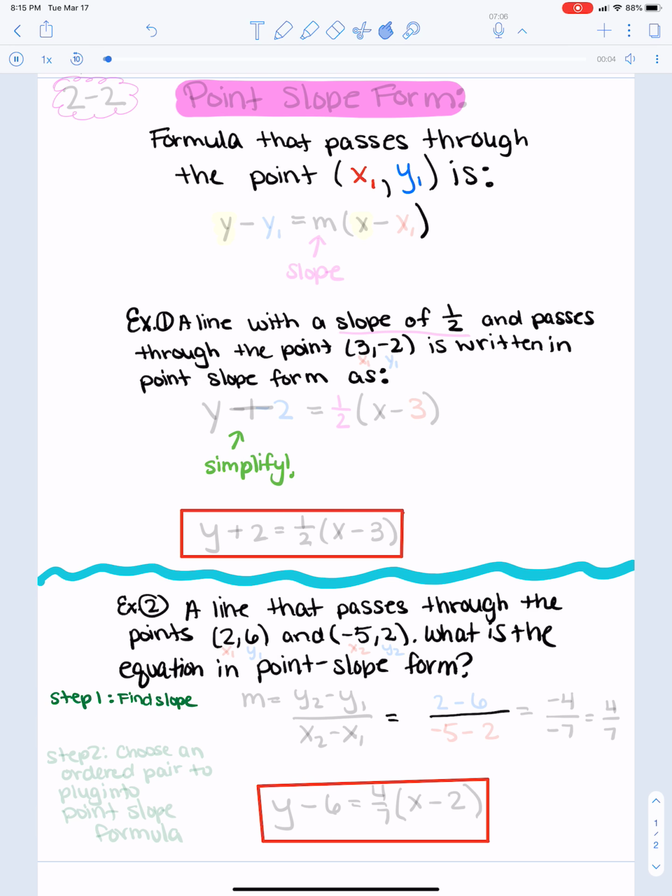Hi guys! Alright, so today I'm going to go through notes on day 3. So it is 2-2, point slope form.